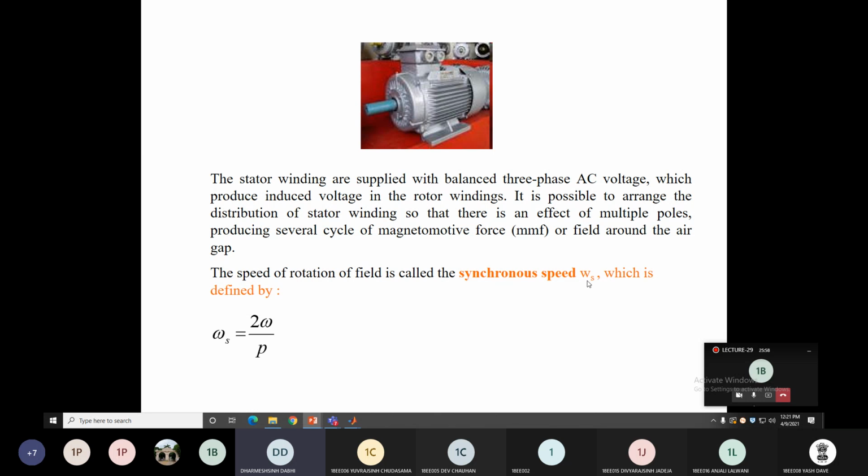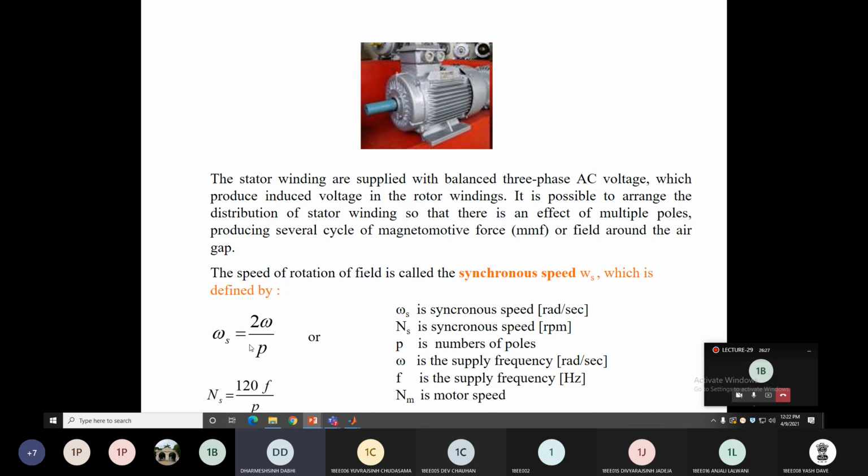The synchronous speed equation in radian per second, you can write this way: omega s = 2 omega divided by P. Omega is the supply frequency and omega s is the synchronous speed in radian per second. Or you can also write the speed in RPM: Ns = 120 f by P. f is the supply frequency and P is the number of poles of the stator. So that gives the synchronous speed in RPM. So omega s is the synchronous speed in radian per second, Ns is the synchronous speed in RPM, P is the number of poles, omega is the supply frequency in radian per second, f is the supply frequency in hertz, and Nm is the actual motor speed.